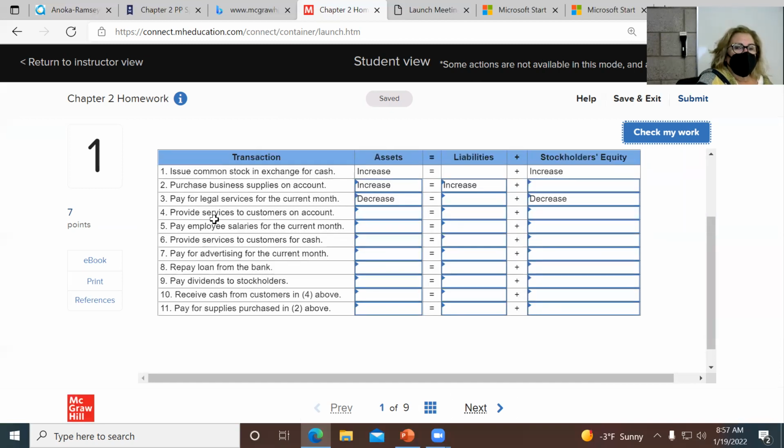Next, provide services to customers on account. What's happening there? Your assets are increasing through accounts receivable. And what else is increasing? Your equity is increasing. Any questions about this, guys? I really want you to understand it. So say, and if you don't get it, most people aren't going to get it. So please help me.